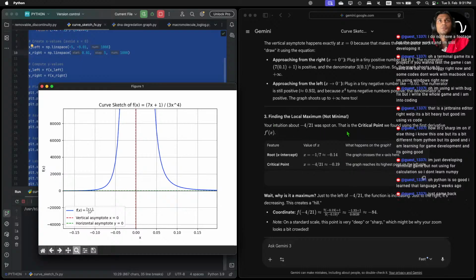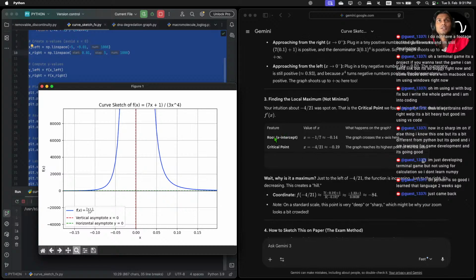Your intuition was spot on. This is the critical point we found using the first derivative. Stop glazing me, okay? I don't need glaze. The graph crosses the x-axis here. It's about here. Okay.